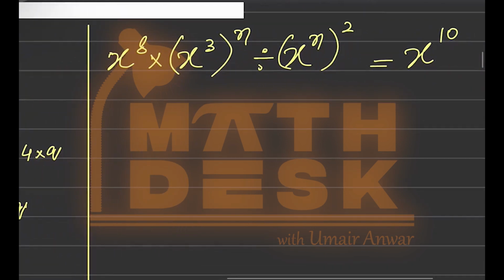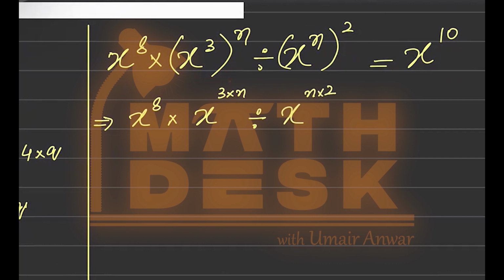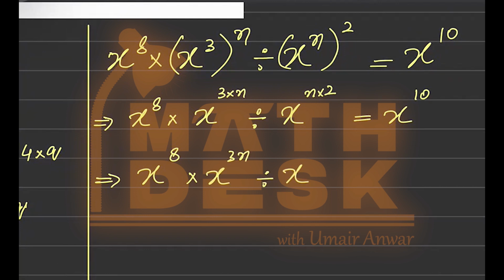Now, x raised to 8 would remain x raised to 8 at the moment. In the second factor, there are 2 indices over a single base. So they would get multiplied with each other according to the third law of indices. Then there is a division sign. And the base has again 2 indices, so n would get multiplied by 2. And this whole is equal to x raised to 10. We have x raised to 8 multiplied by x raised to 3n divided by x raised to 2n is equal to x raised to 10.